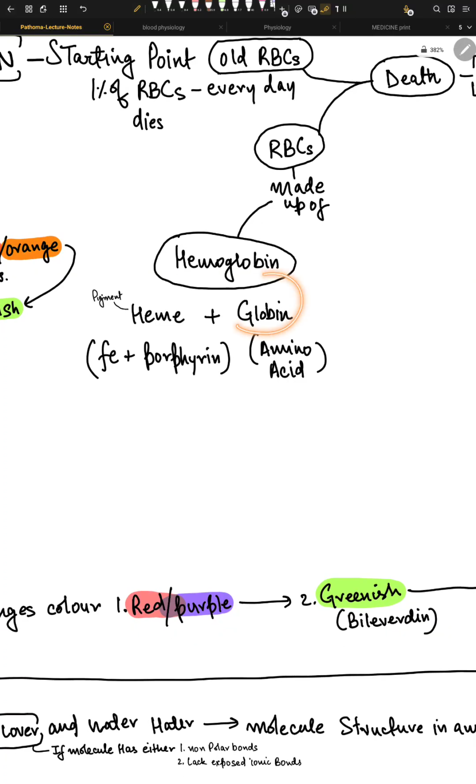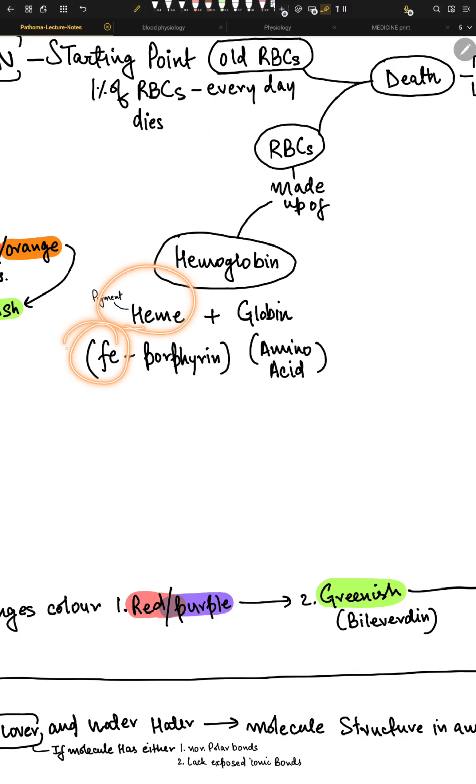Globin is made up of amino acids, and heme is made up of two things, succinyl CoA and glycine, whatever you want to say. So both of them are amino acids. So basically it's a protein. It's amino acids, so it's the protein part.